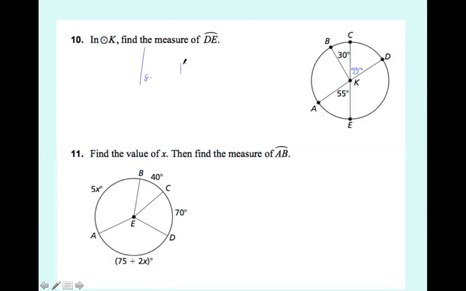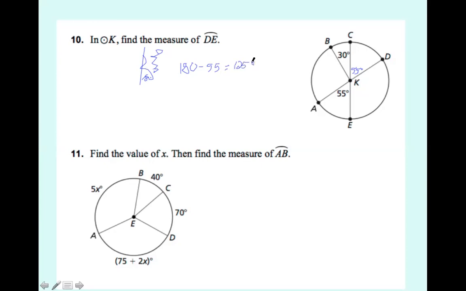Let's try that again. 180 minus 55. Don't pay any attention to that. All right, 180 minus 55. Some of you probably already have the answer. Should be 125. So the measure of arc DE is 125 degrees.